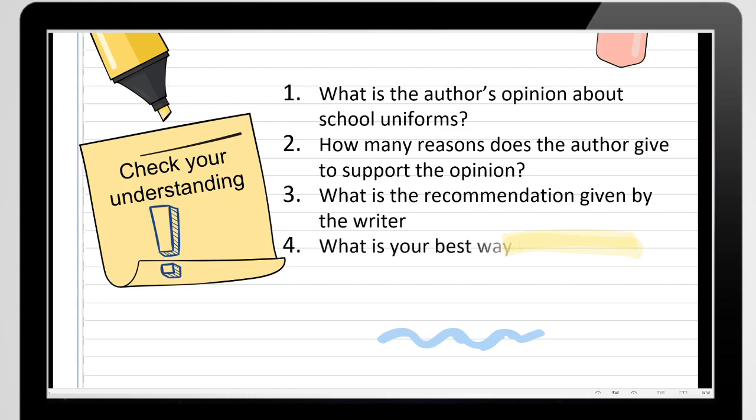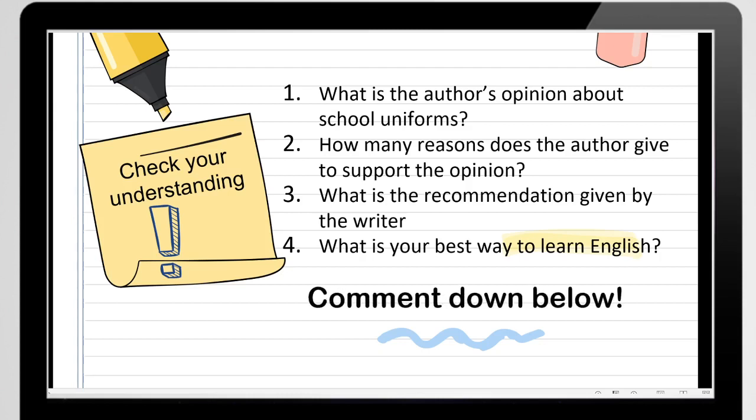If you can answer these three questions, it means you understand the generic structure of hortatory exposition text. And I want you to share your best way to learn English. Let's share to improve one another. You can comment down below for your answers and we can talk about it.